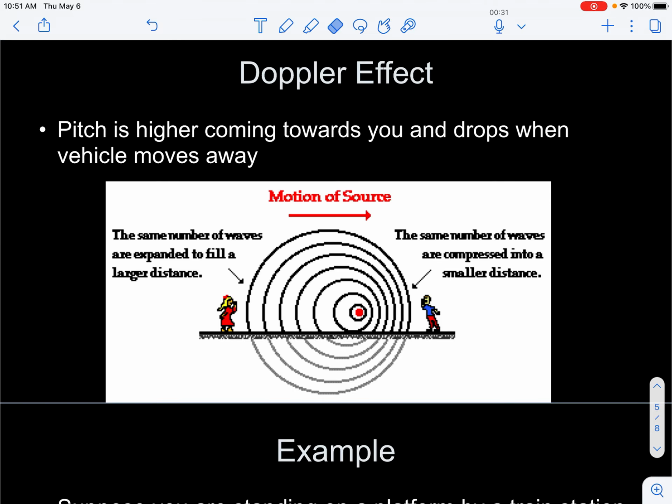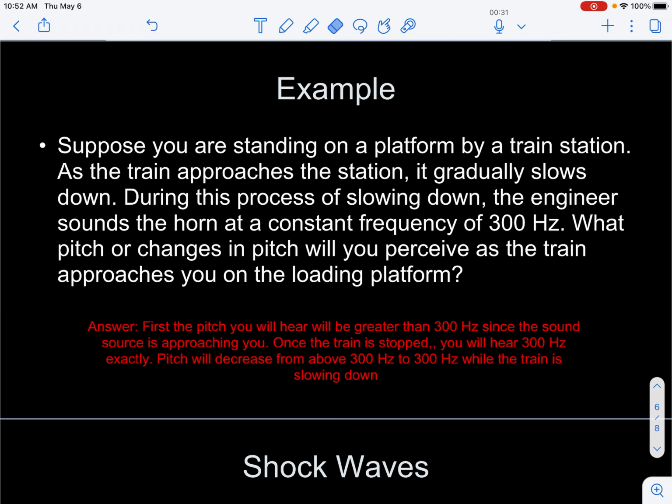So you do hear that higher pitch sound as it's coming towards you, like what's happening right here, than it does as it's going away from you, as it's happening right here. Okay. So let's look at a little example of this. There's no math in this. This is just conceptual.